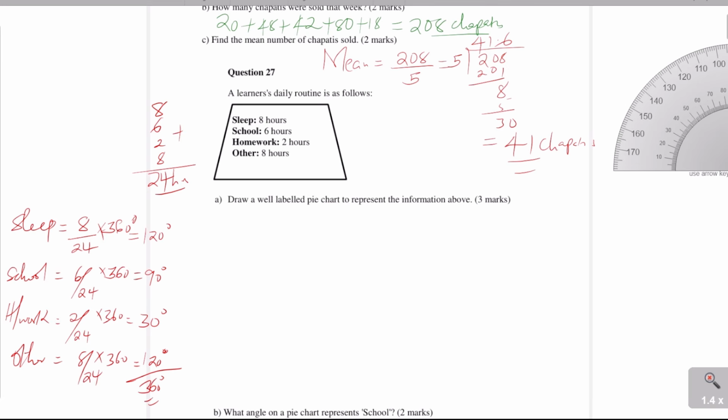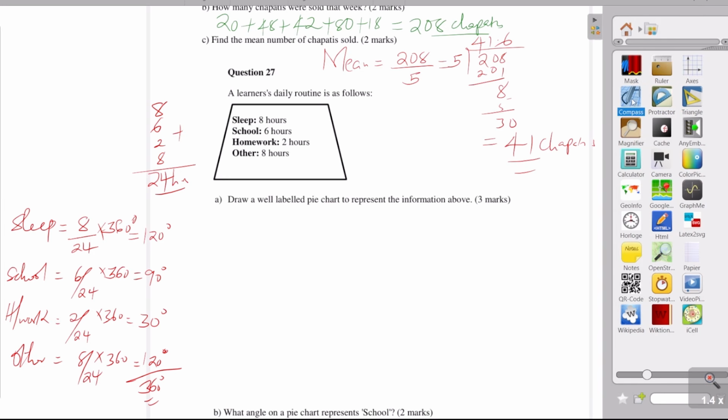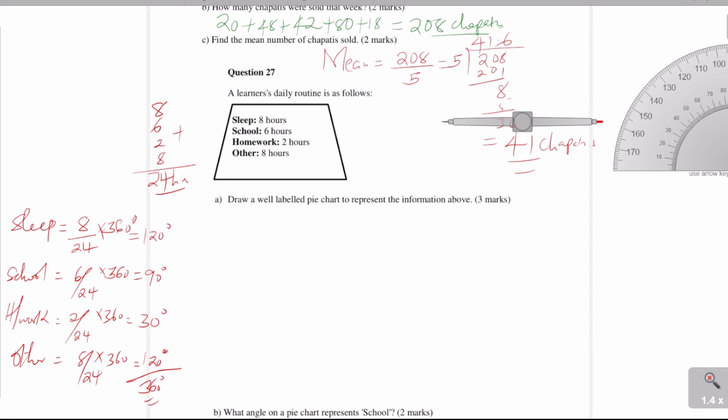Now after obtaining the angles, you can use the angles to draw the pie chart. And for the pie chart, you can use any suitable radius of your choice. So any suitable radius can be used. You can check whether this one is okay, ensuring that it is not so big and not too small. That is what you're supposed to ensure.